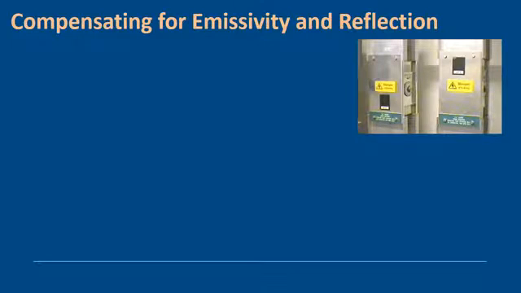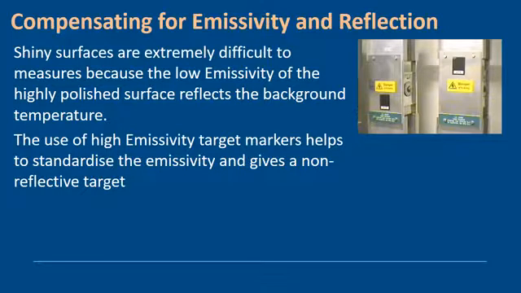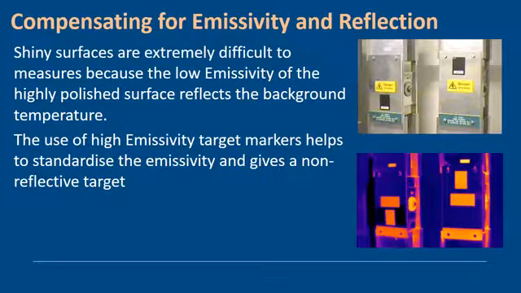So how do we compensate for emissivity and reflection? As I stated, shiny surfaces are extremely difficult to measure, because of their low emissivities and the highly polished surfaces. And those highly polished surfaces are affected significantly by background temperature. So we use things like high emissivity target markers, the electrical tape I spoke about earlier, because they give us a non-reflective temperature with a known emissivity.